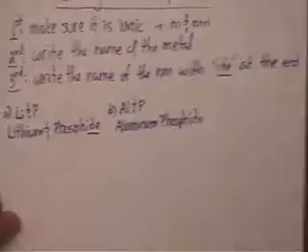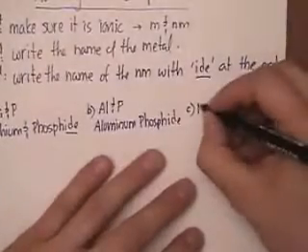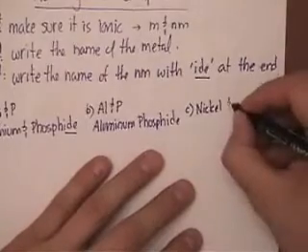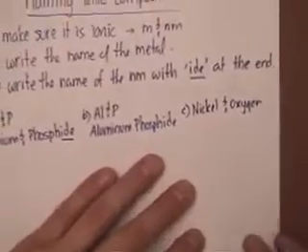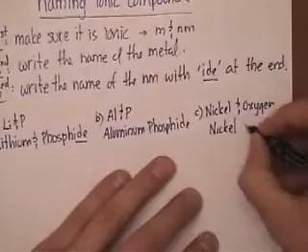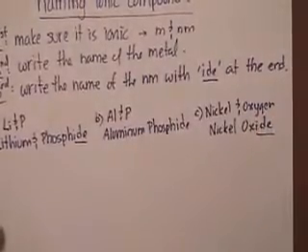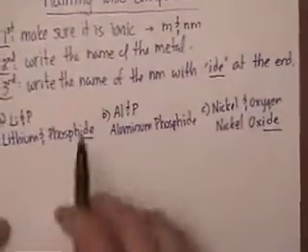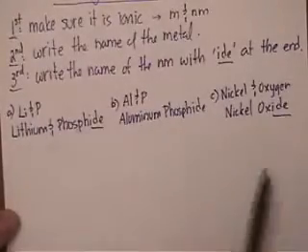Okay. Let's try a third one. This time I'm going to give it to you as words. Nickel and oxygen. If nickel and oxygen are bonding, then it's going to be nickel oxide. So there's 3 examples. Simple ones too, because I didn't really try to trick you, but you just identify metal and nonmetal and then you name it out, putting the IDE.